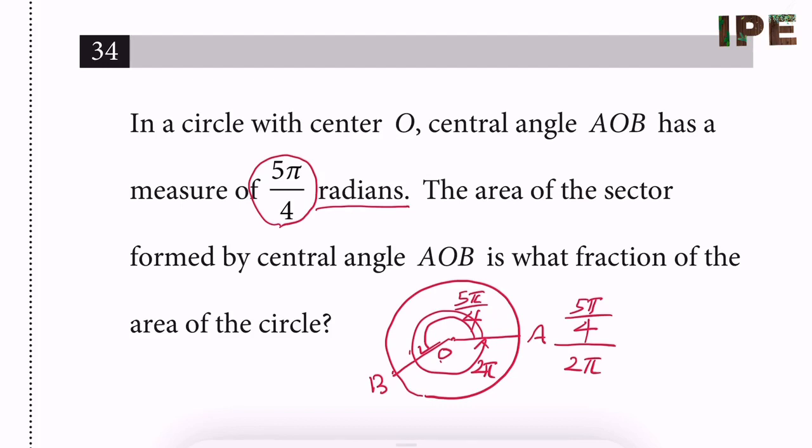It asks you what that fraction is. So that is 5 pi over 4 divided by 2 pi, which means times 1 over 2 pi. So pi cancels out. So 5 over 8. 5 over 8 is the answer.